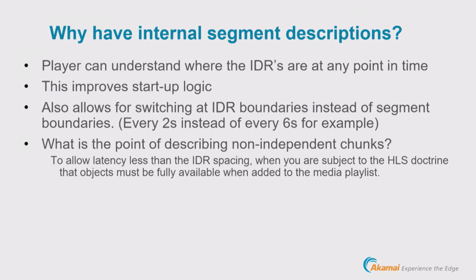So what is the point of describing non-independent chunks? If you understand the Apple spec, they describe chunks that are independent, meaning you can decode forward from these points. They also describe chunks that are non-independent, and you must decode them after a prior chunk. They're just successive chunks and they depend upon a prior chunk. The reason is to allow latency that's less than the IDR spacing. And this is also useful for startup.